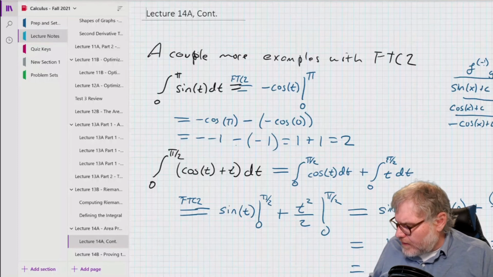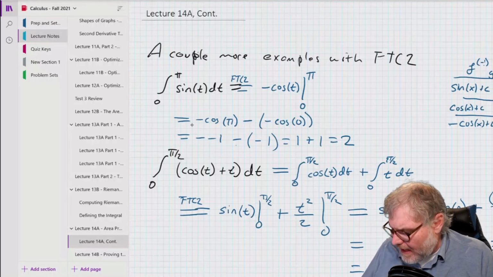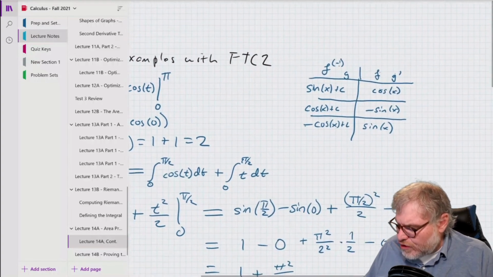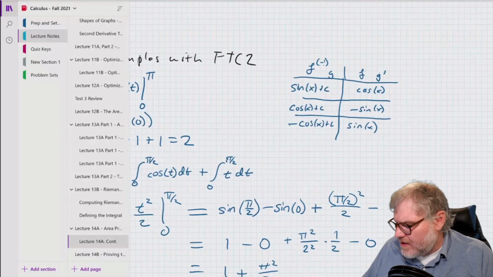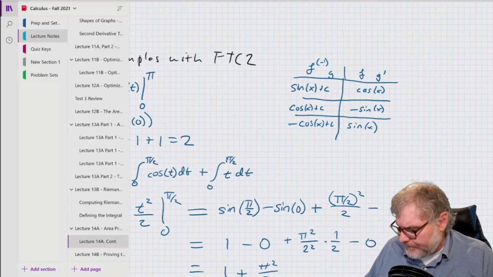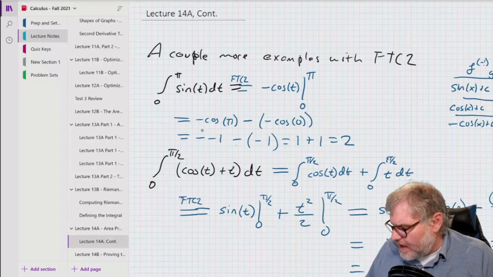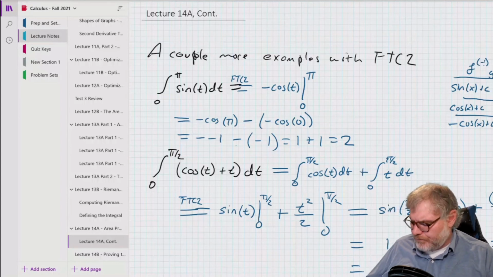So if I want to do the integral from 0 to pi of sine of t dt, what I'm going to get is negative cosine of t by FTC2, right? The antiderivative of sine is negative cosine, and you should make a chart like this on the exam so that you can help yourself quickly. And that's going to equal negative cosine of t from 0 to pi. So I've got negative cosine of pi minus negative cosine of 0. I wind up with 2.